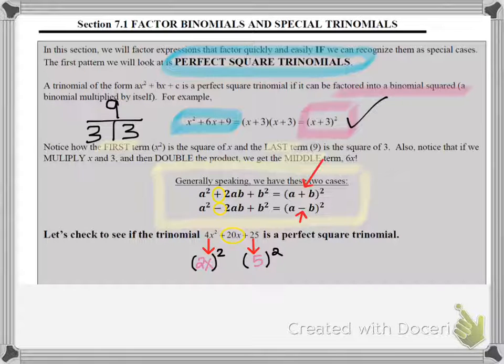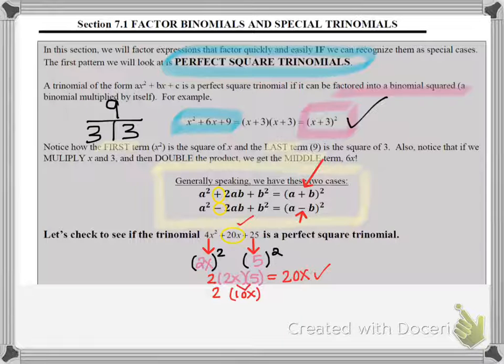Here's what I do to check the middle term. I take the 2x and the 5 that I've already figured out, and I double it. When I say double it, I put a 2 and multiply it by 2x times 5. Well, 2x times 5 is 10x, so I really have 2 times 10x, which is 20x. If that matches my middle term, then I know I have a perfect square trinomial.